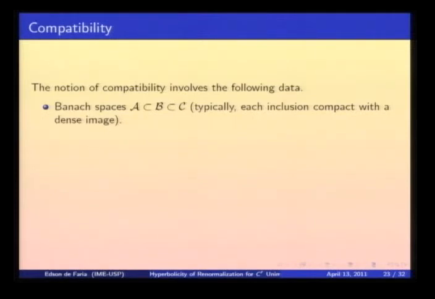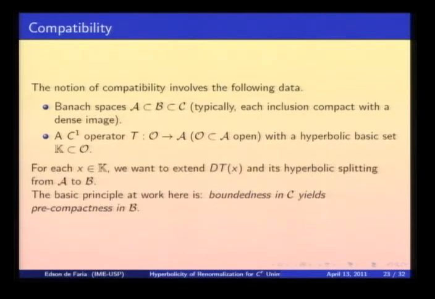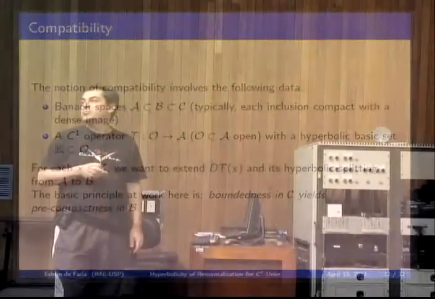So compatibility means you have an operator on A, and you have these spaces B and C. There is a C1 operator defined on A, and it has a hyperbolic basic set. You already know that. So you want to extend the derivative at each point of this hyperbolic basic set, and its hyperbolic splitting, from A to B. Okay? From A to B. So you say, what the hell is C doing here? C is here to ensure some form of compactness. It's always a kind of Ascoli principle: if you have boundedness in this larger space, you have precompactness in the smaller space.